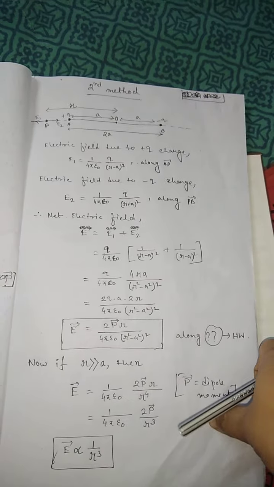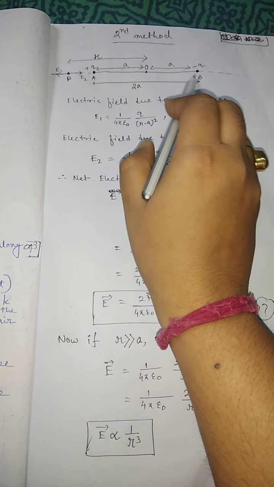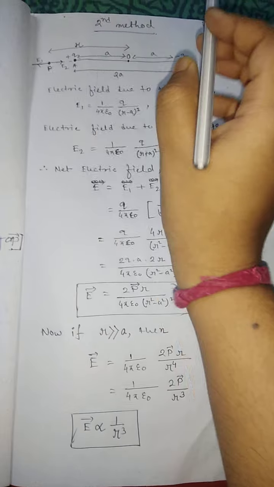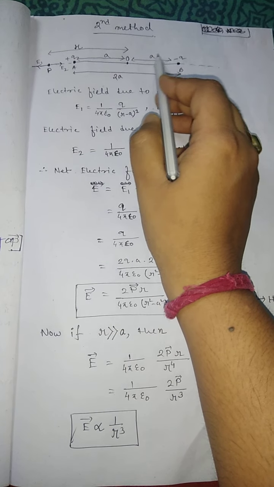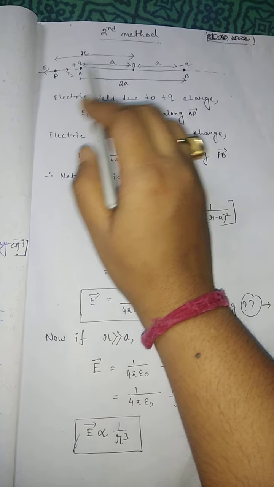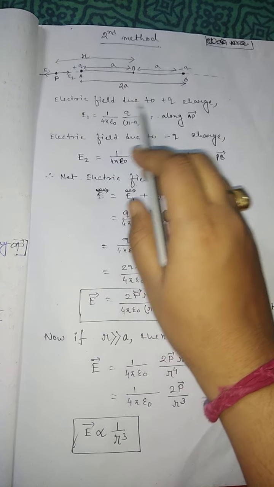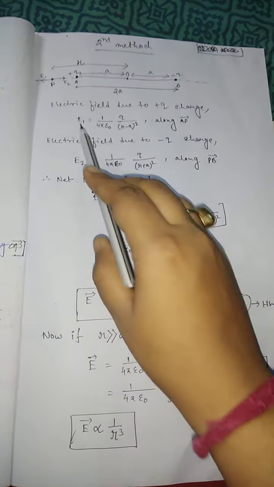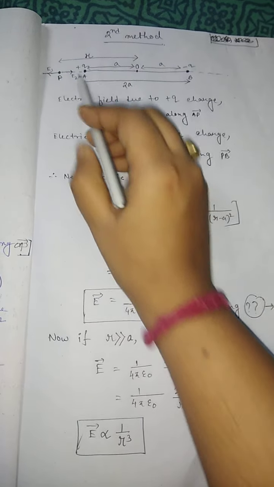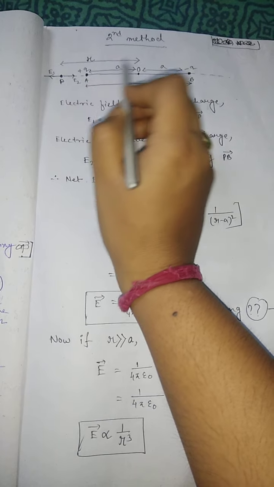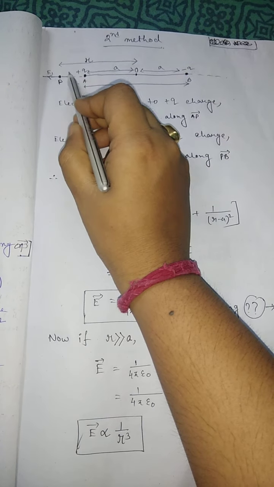Okay. Now this is the second method of the same derivation. Here we consider A and B, the distance between them is 2a. And from here to point P, this is the distance r. So we know that due to plus q, the field E1 at point P is on this side, and due to minus q, E2 is on this side.